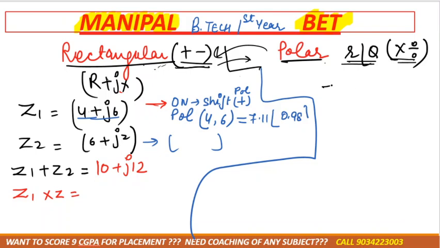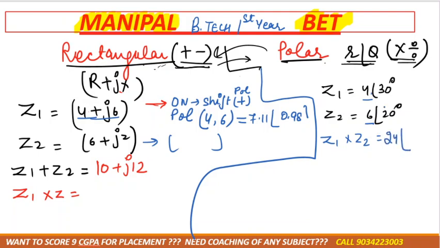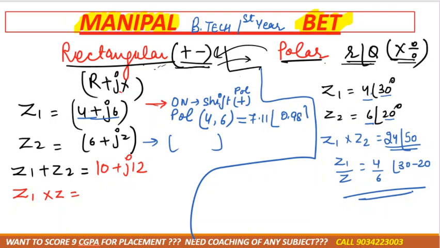Now see, suppose z1 is 4 angle 30 degrees and z2 is 6 angle 20 degrees. In this case, suppose we need to multiply z1 by z2. The real term is multiplied with the real term, 4 times 6 is 24, and the angles are added, 30 plus 20 is 50. Now suppose we want to divide, then the real term is divided by the real term, 4 by 6, and the angle is subtracted, right? Got it?